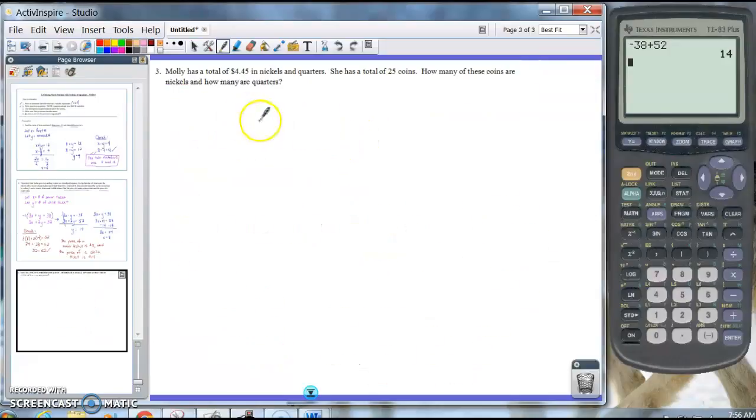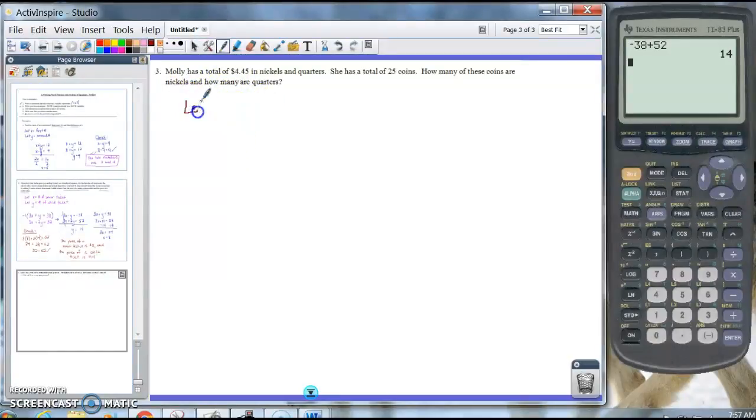Okay, let's look at the last one. It says Molly has a total of $4.45 in nickels and quarters. She has a total of 25 coins. How many of these coins are nickels and how many are quarters? Now, you can use X and Y. You can use Q and N if that is easier, whatever way you want to do it.